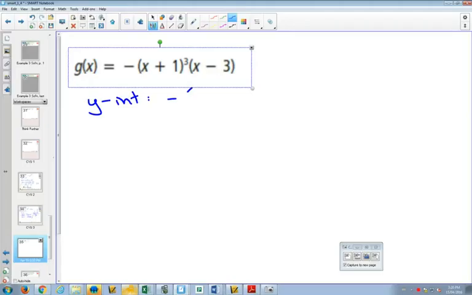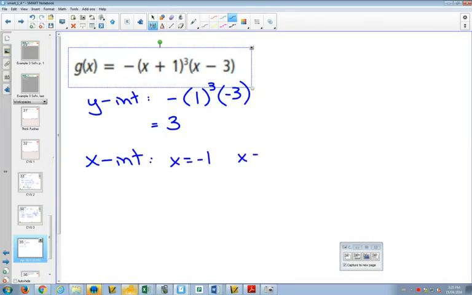You're going to get negative bracket 1 to the power 3 and then -3. Multiply that all out. This is where you're going to make your mistake, is in figuring out your positives and your negatives. This is going to equal +3. Your x-intercepts, easy to find because it's already factored. x equals -1 and x equals 3. This one has a multiplicity of 3.